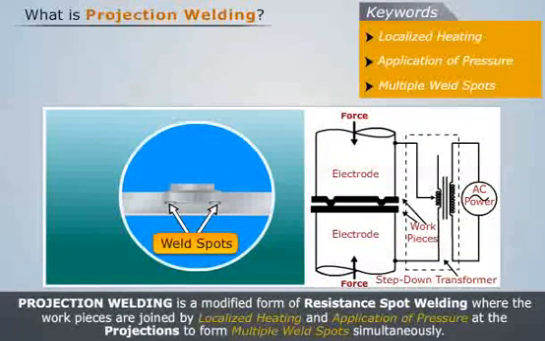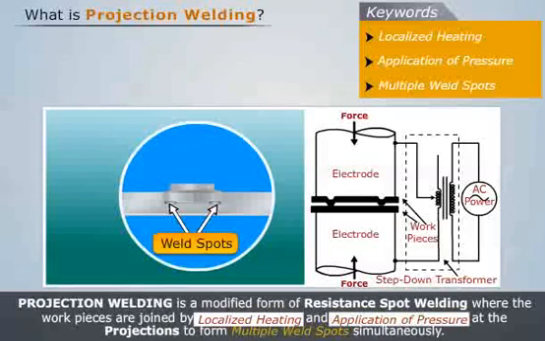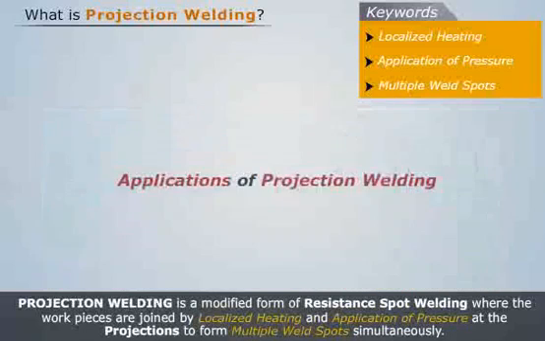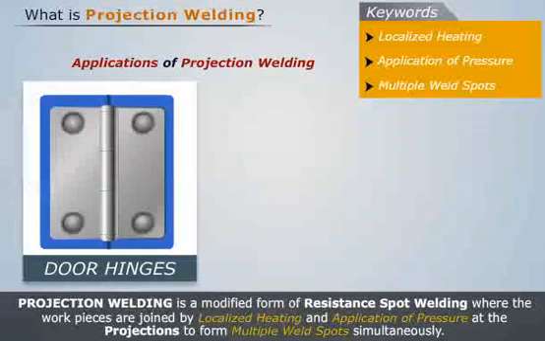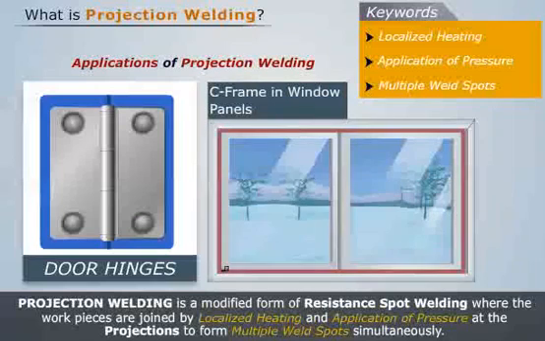Thus we can say that projection welding is a modified form of resistance spot welding process where the workpieces are joined by localized heating and application of pressure at the projections to form multiple weld spots simultaneously. Projection welding is commonly used in welding door hinges and C-frame in window panels.